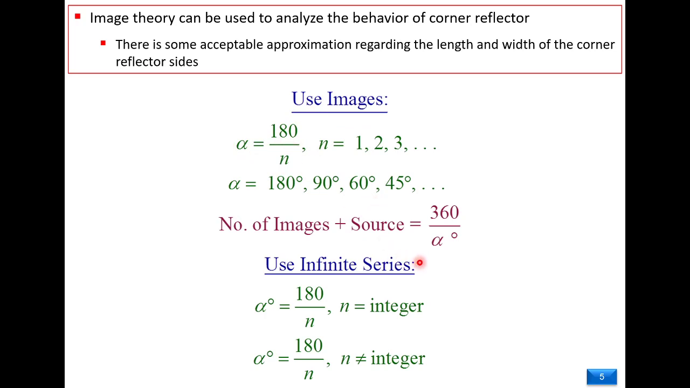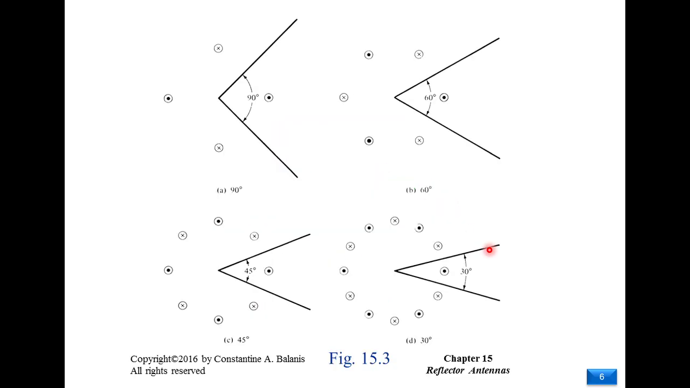If we have a different angle, for example, if we have an angle equal to 80 or 75 or 100 or whatever, then the problem would be solved by an infinite series of sources. So there are some solutions for this if our corner reflector angle is different than those very famous ones. So this is the idea of how we use the image theory to solve this problem.